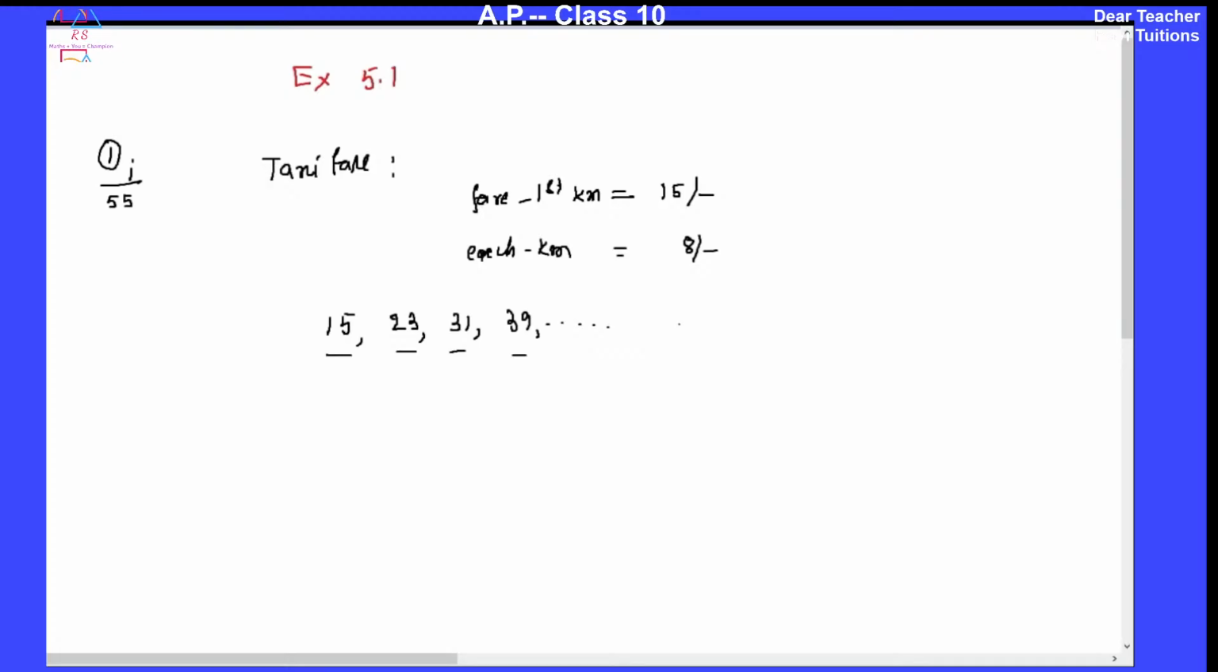So here D is equal to 8. That means a common difference is there. D here is 8, and it is also 8, and it is also 8. The common difference is the same, therefore it makes an AP. This is how you have to solve. Let us go to the second question.